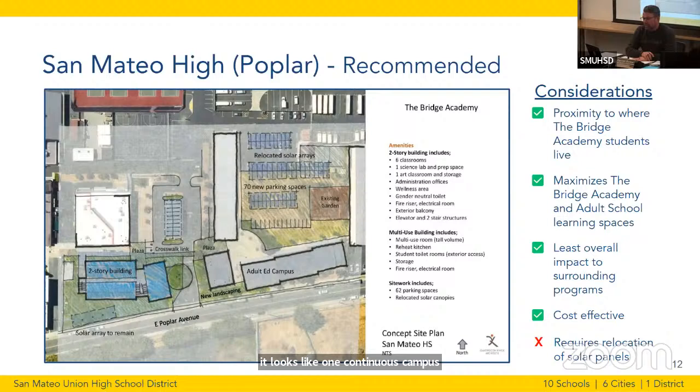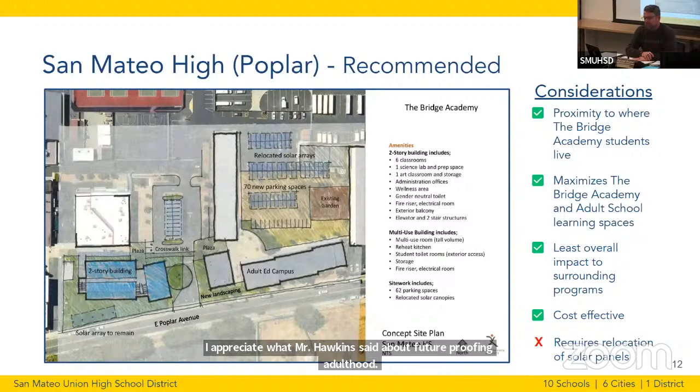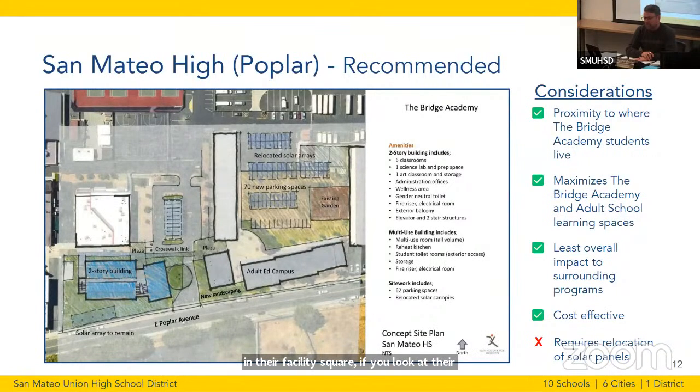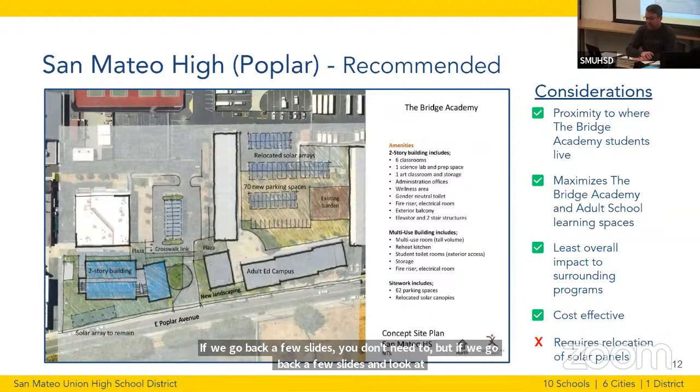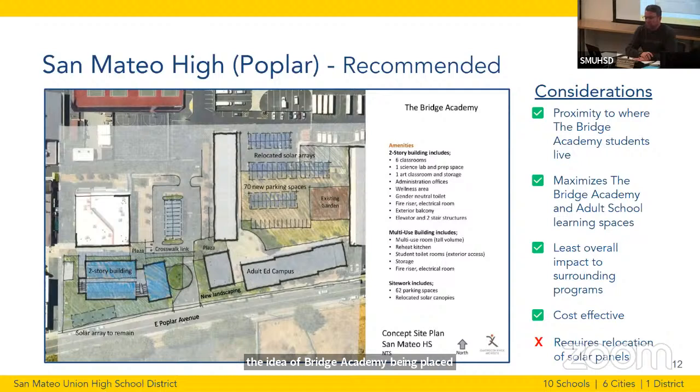And I appreciate what Mr. Hawkins said about future-proofing adult ed in their facility square. If you look at their modulars and those 70 new parking spaces in the existing garden, who knows what adult ed might want to look like 10, 15, 20, 30 years from now. They may want to do something different with that space. If we go back a few slides and look at the idea of Bridge Academy being placed in that same area, adult education no longer has any flexibility to really redevelop its space.